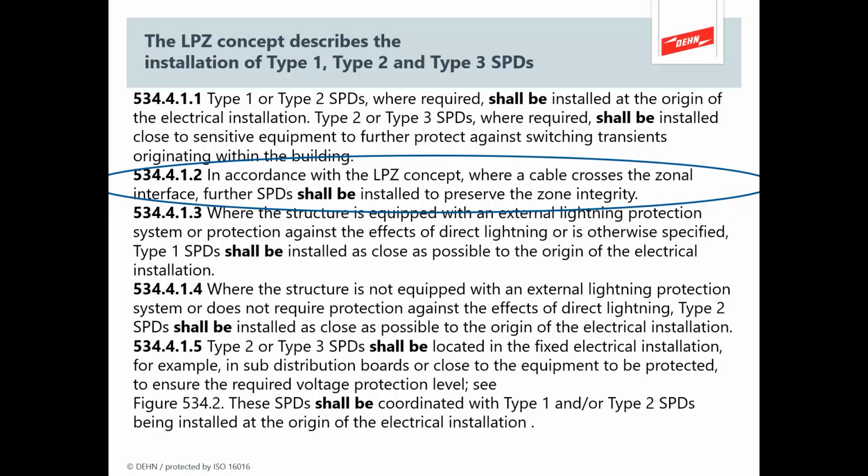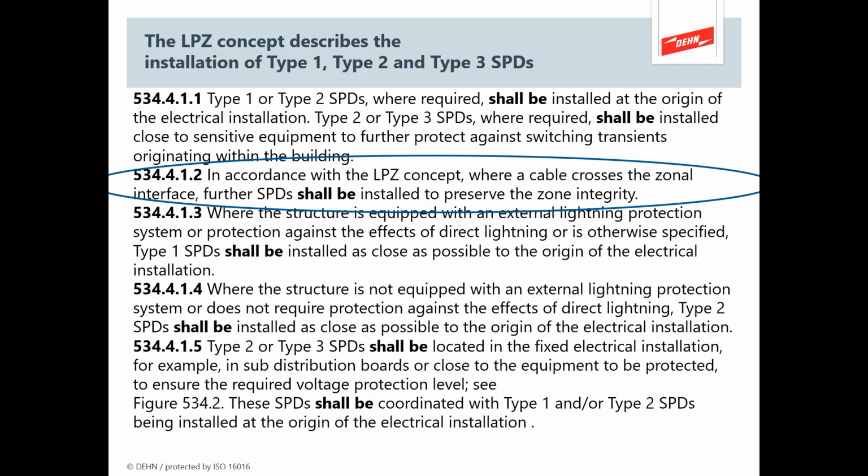So when we look at the regulations in 7671, it's this regulation 534.4.1.2. This is the one that's going to catch you out. In accordance with the LPZ concept, and that's what we've just been looking at, where a cable crosses the zonal interface, further SPDs shall be installed to preserve zonal integrity. And this makes perfect sense.